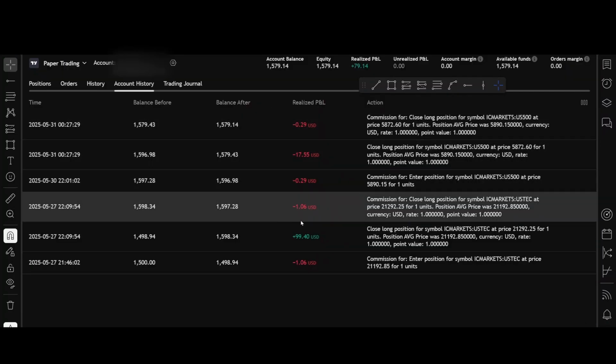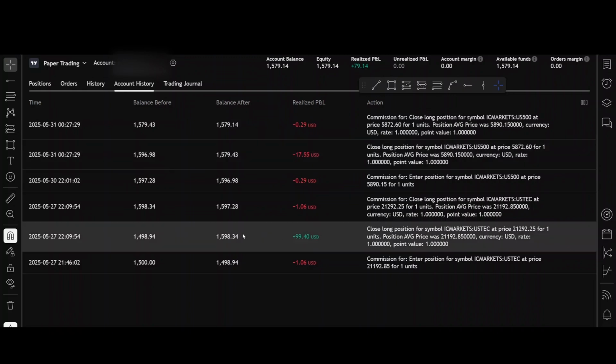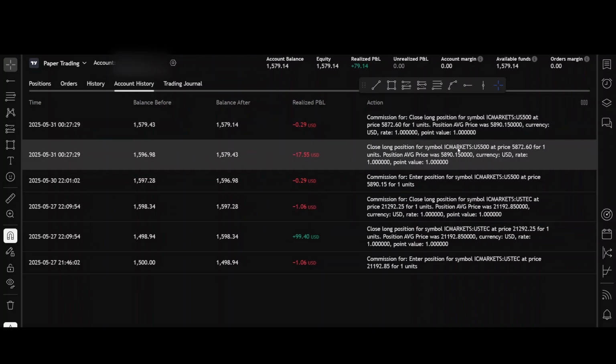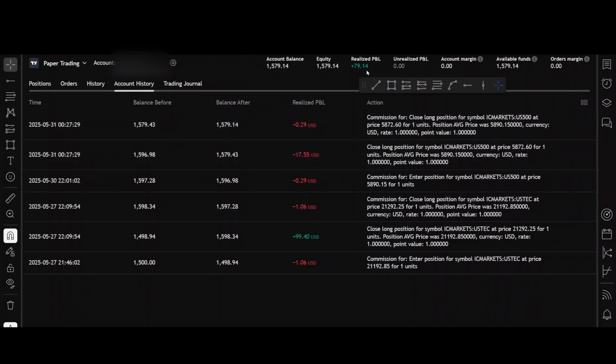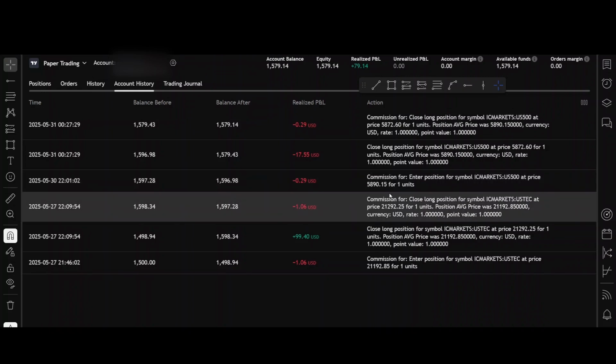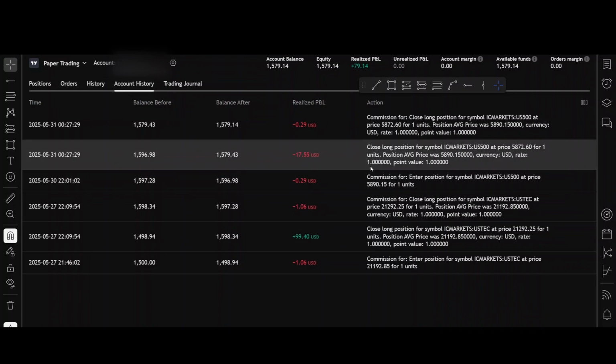Anyways, we can go ahead and check my account history. This is the first trade. This is the commission. Second trade, commission. We're up $79.14 on the week. Looking good so far. Still gonna be patient. Still gonna be disciplined for the rest of the trades I take.